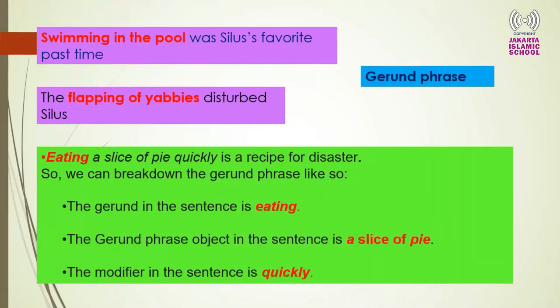Next example: eating a slice of pie quickly is a recipe for disaster. So we can break down the gerund phrase like so. The gerund in the sentence is eating. The gerund phrase object in the sentence is a slice of pie. The modifier in the sentence is quickly. Okay, hopefully you understand gerund phrase more after reading some example sentences.